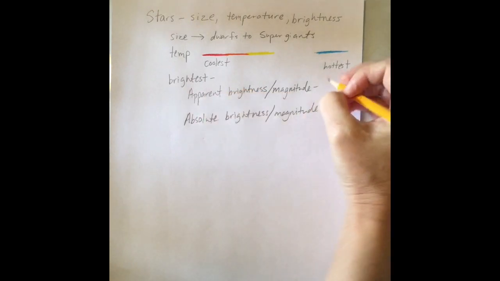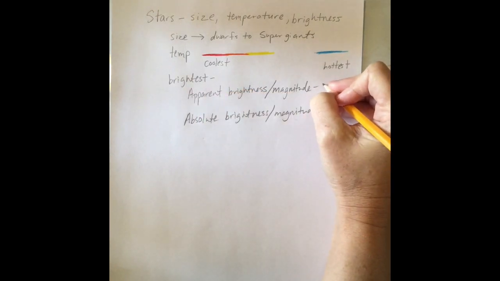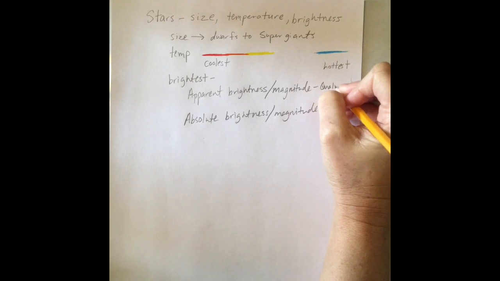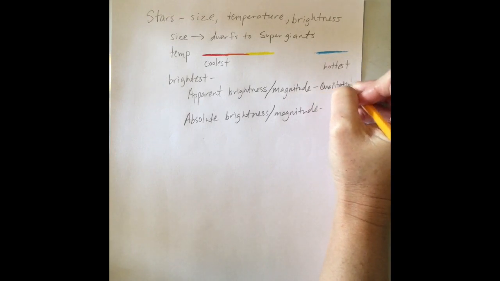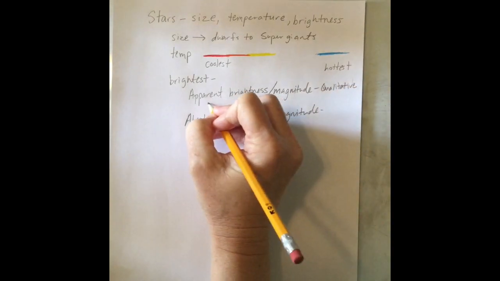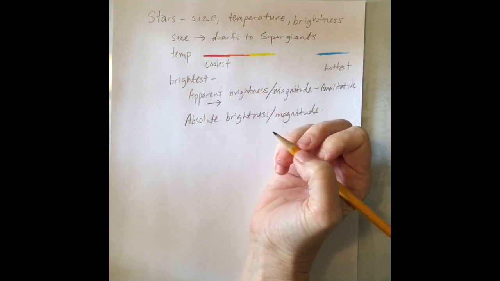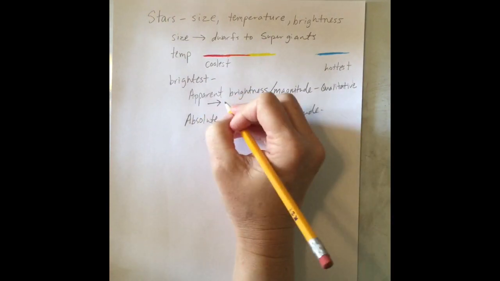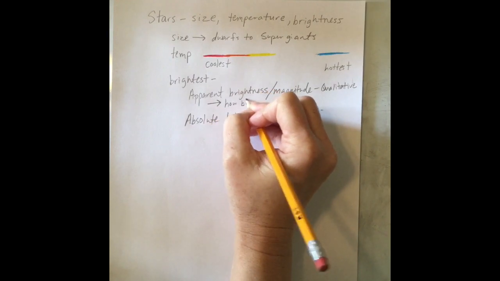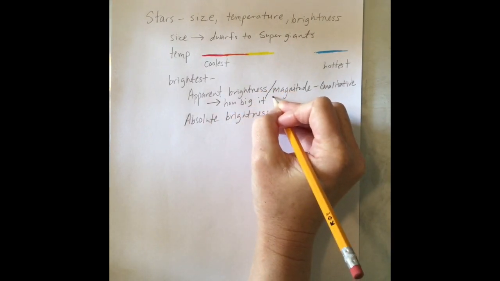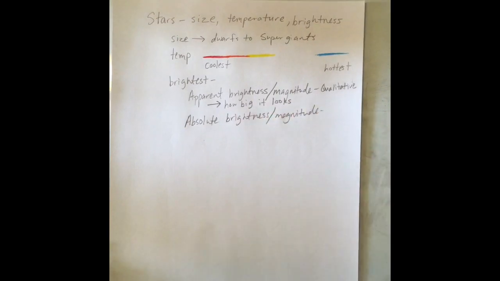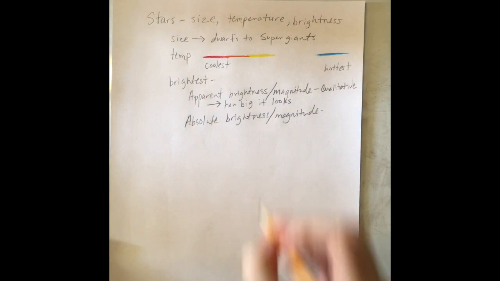Apparent is qualitative, meaning that it's just how it looks, how it's observed, how it seems from our viewpoint. So it's how big it looks or how bright it looks. For instance, it looks to us like our sun is the biggest star in the entire universe. But that's not true. Our sun is just a very average star. It looks so big because it's so close to us.